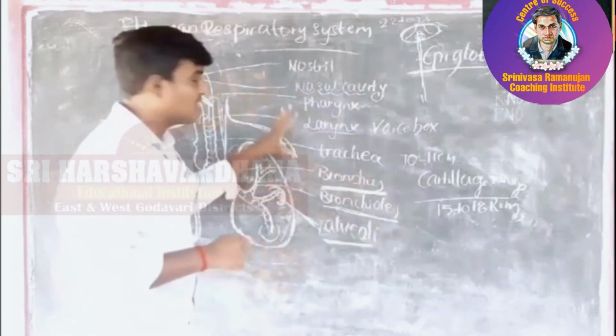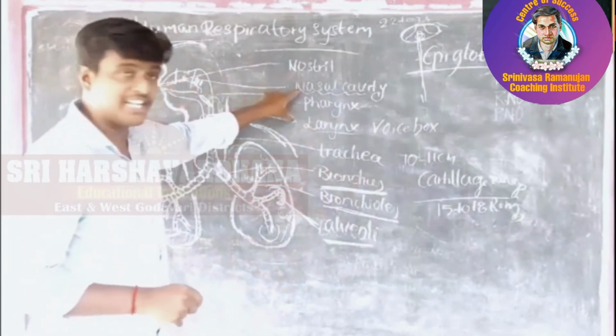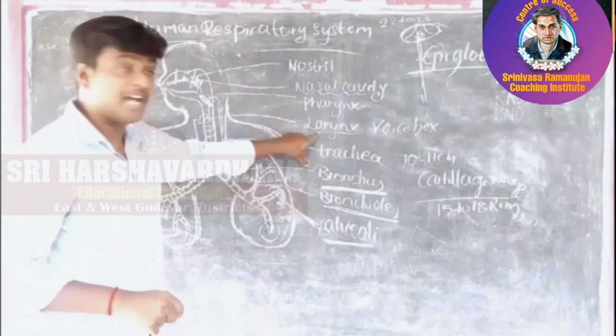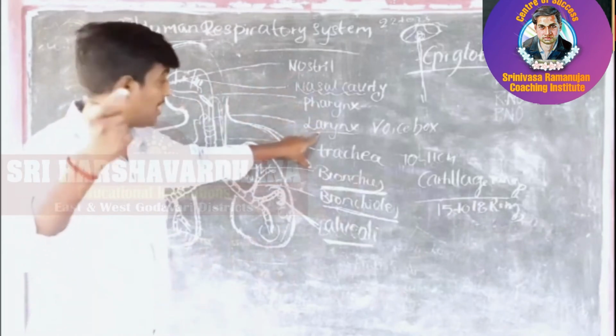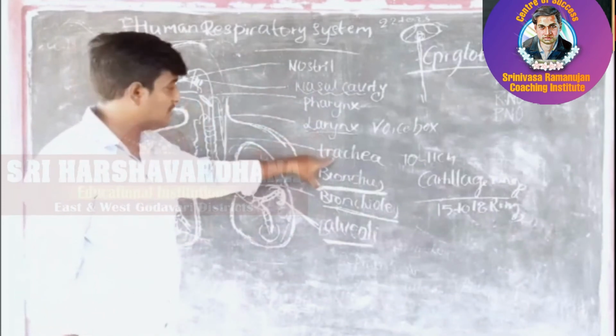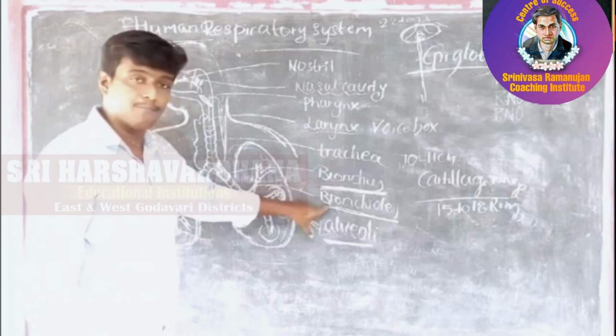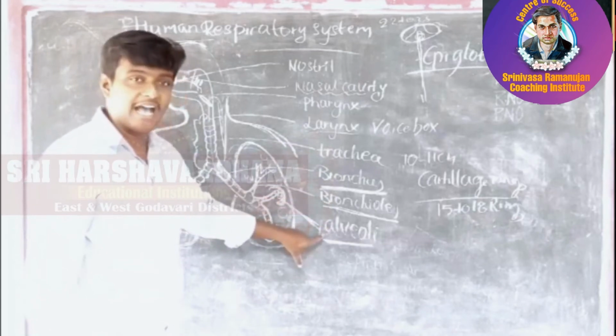So here, until now we have discussed some organs: nostrils, nasal cavity, pharynx, larynx, and the larynx we call the voice box. And why do we call it the voice box? You know that vocal cords are present there. The next one is the trachea, then the bronchus, then the bronchioles, and then the alveoli.